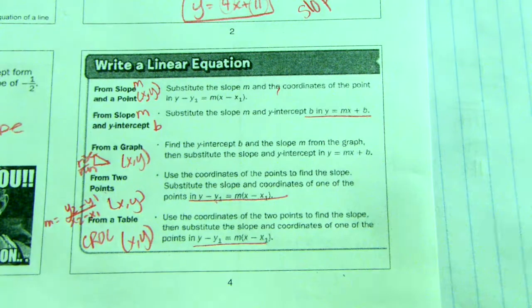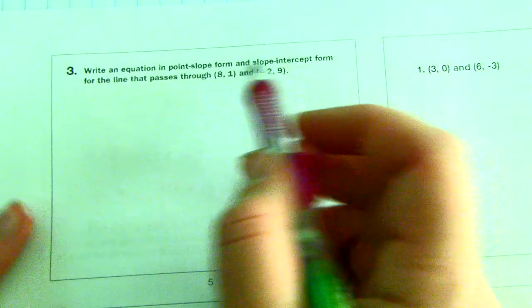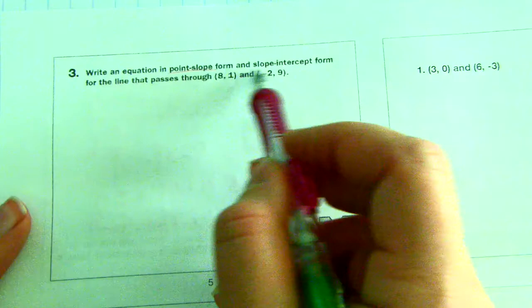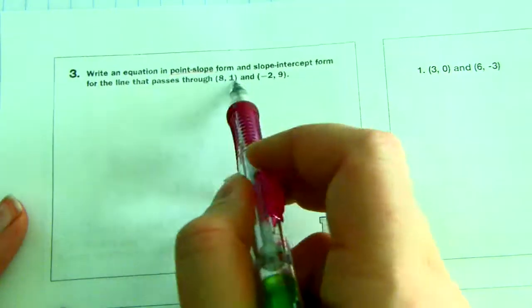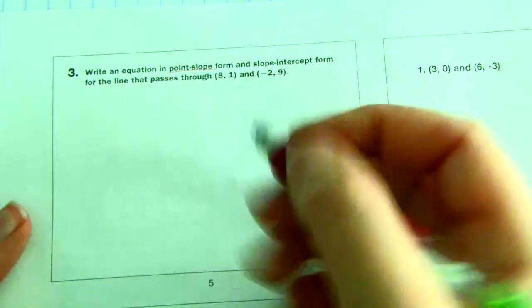So a lot of them, when you're given an ordered pair, you use the point slope form because you're given a point. Okay, so this one says write an equation in point slope form and slope intercept form. So the line's equation passes through these 2 points. They didn't give me the slope, so I have to find the slope.